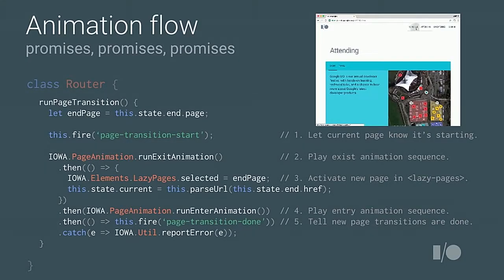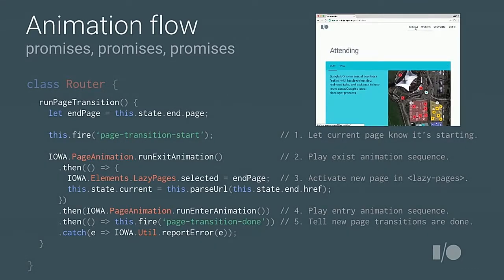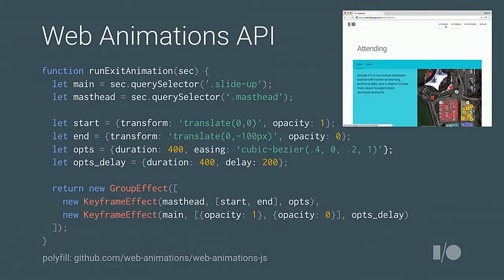What I like about this is that we have all this asynchronous stuff going on with CSS animations, lazy loading, dynamic selection of pages. We were able to rationalize it very easily with promises. And inside of one of these functions, it's using the Web Animations API. This is a new standard API in Chrome, and Firefox has this in their nightlies as well.